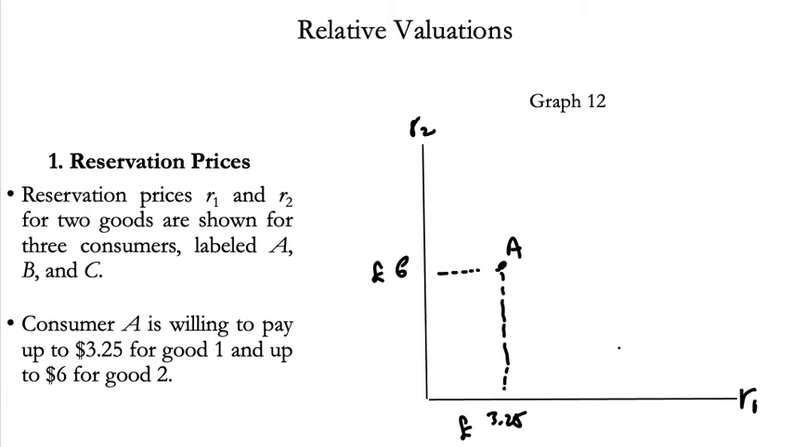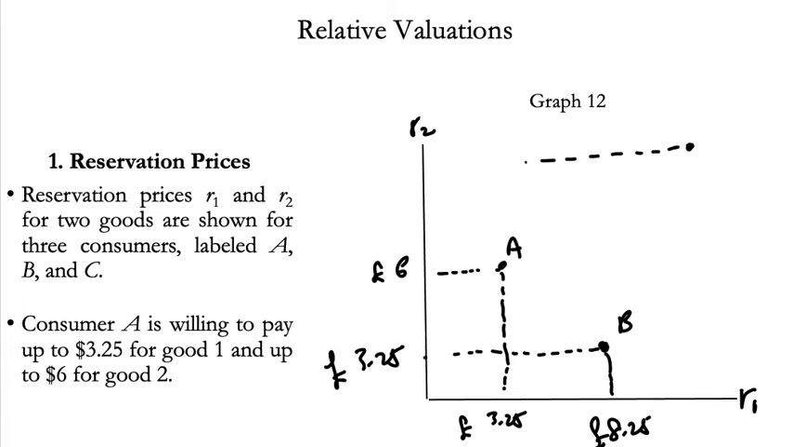Let's say we have consumer B. Consumer B is here. The highest consumer B can pay for good 2 is 3.25. And the highest that consumer B can pay for good 1 is, let's say, 8.25. What about consumer C? Consumer C can pay the highest 10 for good 2, and also the highest 10 for good 1.